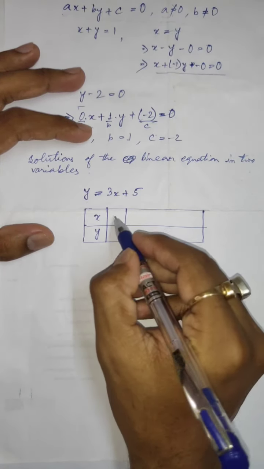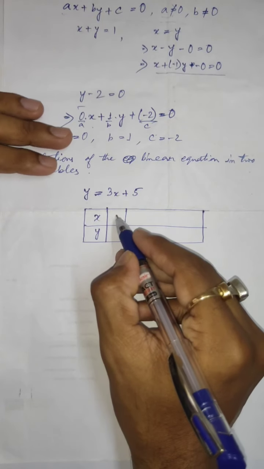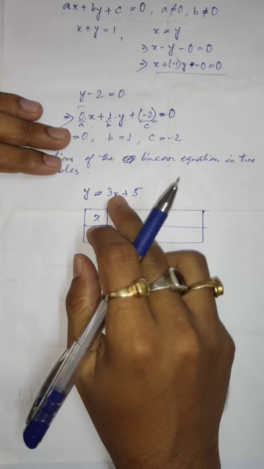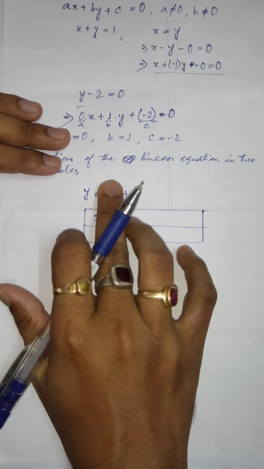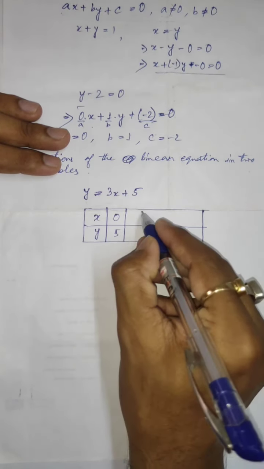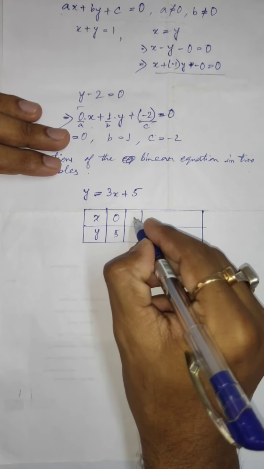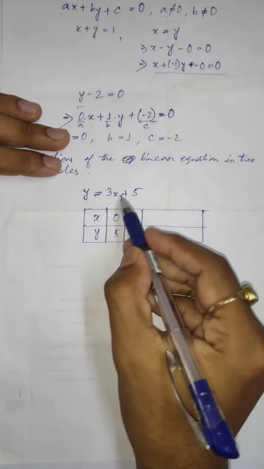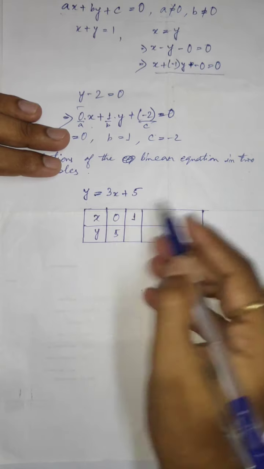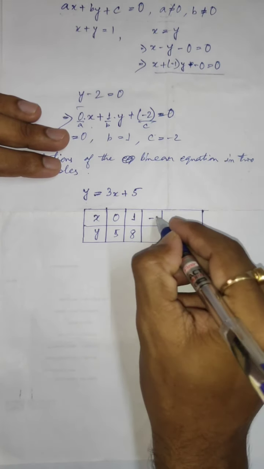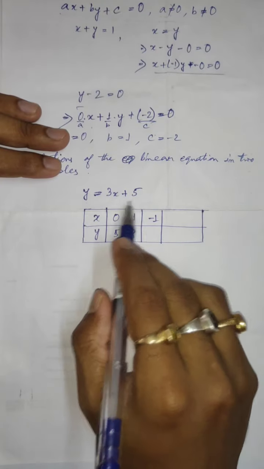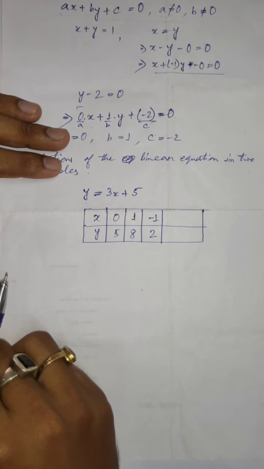First, if we consider any random value, suppose we have considered 0 as the value of x, then what would be the value of y? See, this term vanishes, the value of y is 5. If we take 1, then 3 into 1 plus 5, so 3 plus 5 is 8, so the value of y is 8. If we take minus 1, then minus 3 plus 5 is 2, so the value of y is 2.